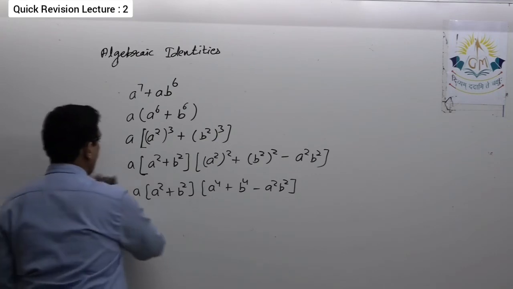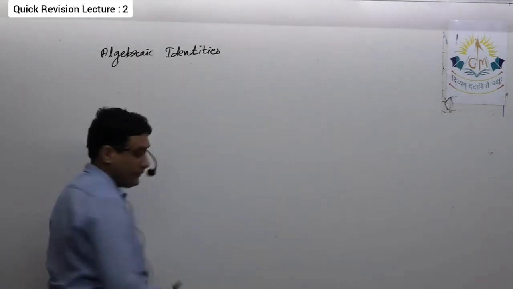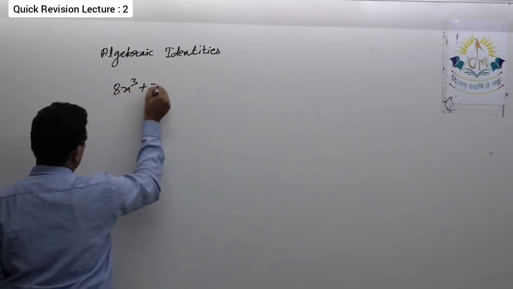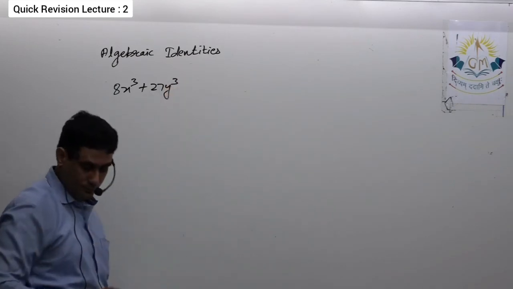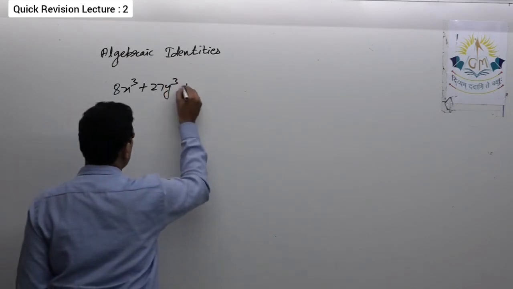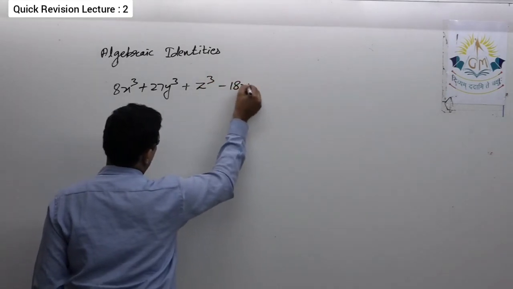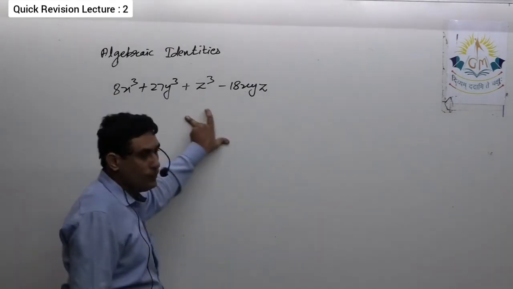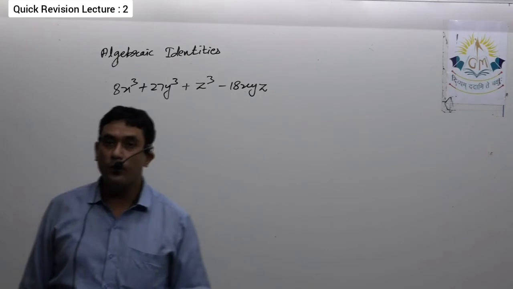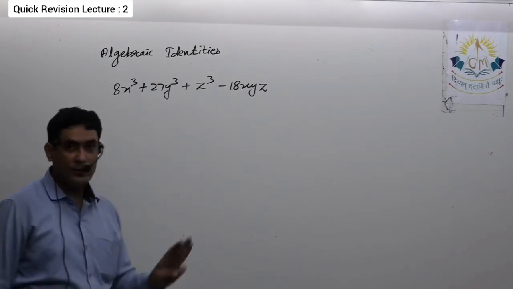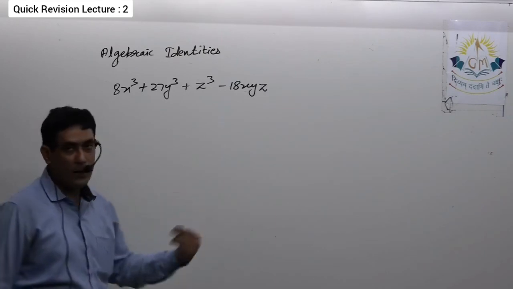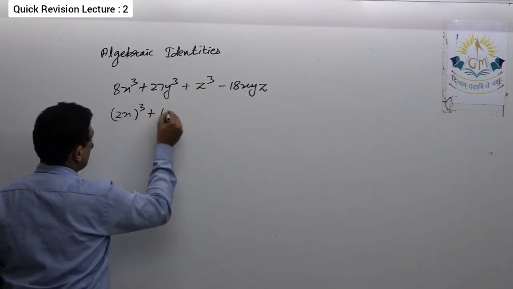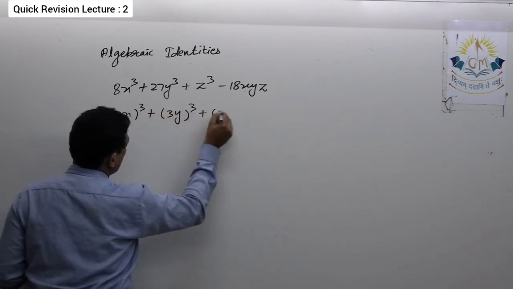Okay, so next is 8x cube plus 27y cube plus z cube minus 18xyz. The first thing that should come to your mind is that there are 3 cubes, so this might be an identity of a cube plus b cube plus c cube. Now we'll check whether the first 3 terms which have cubes are perfect cubes or not. Yes, this is actually 2x whole cube, this is 3y whole cube, and this is z whole cube.